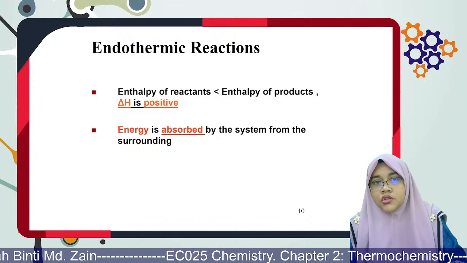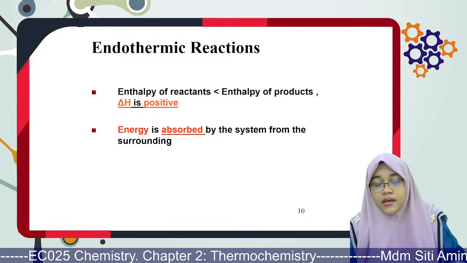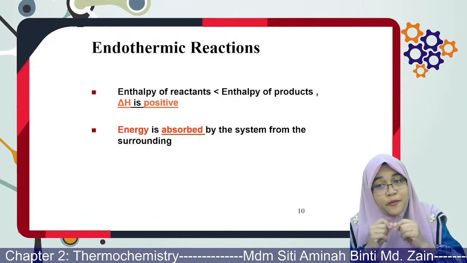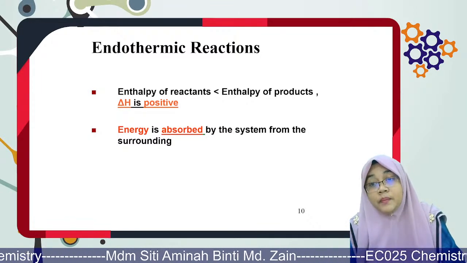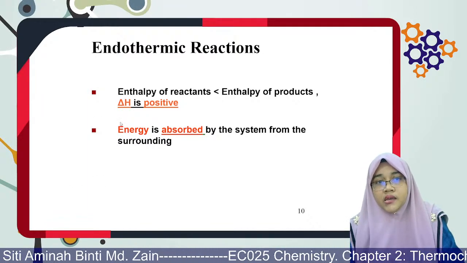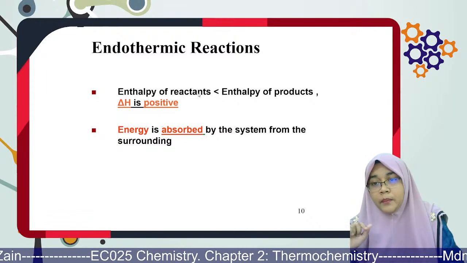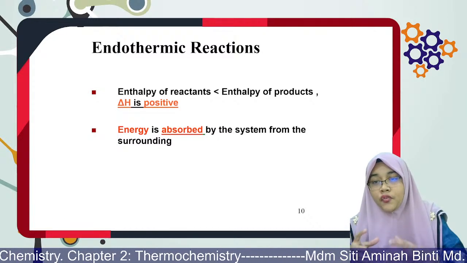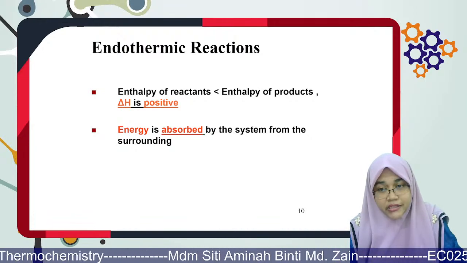Let's go to endothermic reactions. What about an endothermic reaction? In an endothermic reaction, the enthalpy of the reactant is a little bit lower than the enthalpy of the product, so the delta H here is positive. In order for the enthalpy of the reactant to reach the enthalpy of the product, the reactant has to absorb heat from the surroundings.